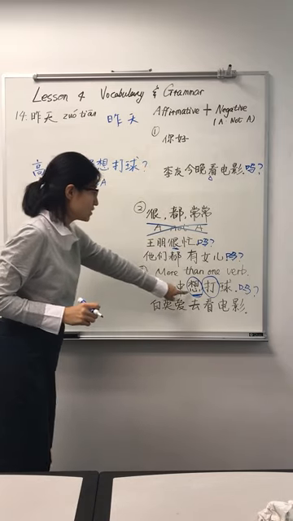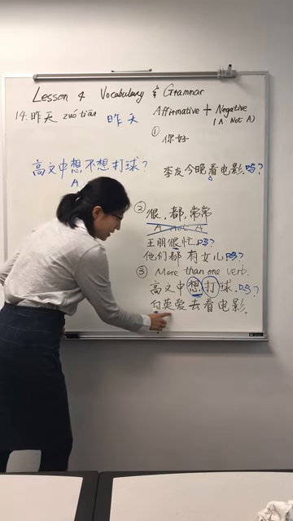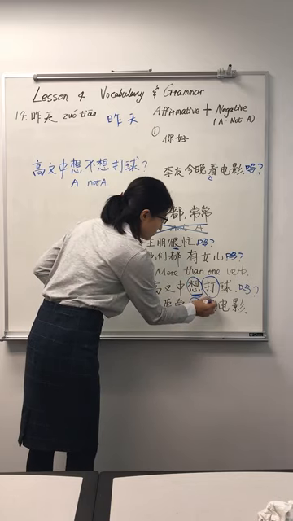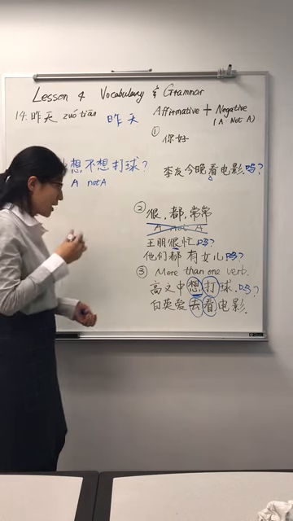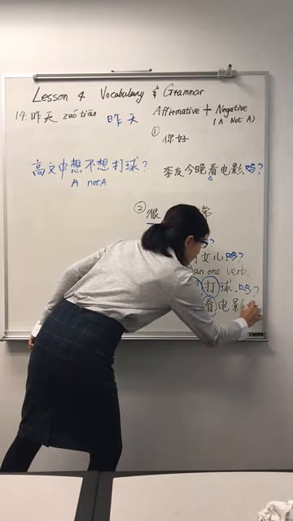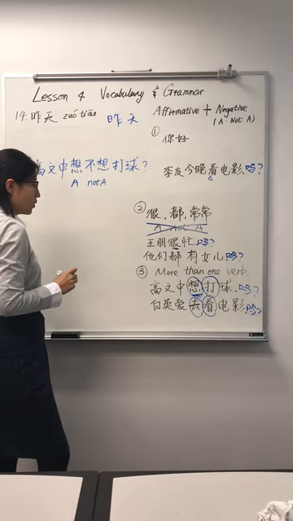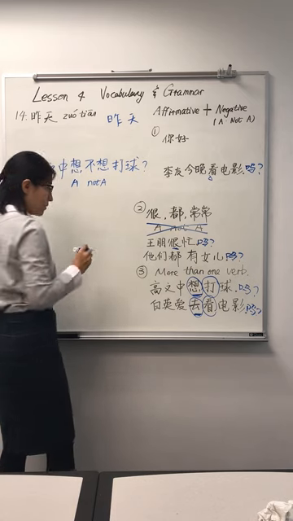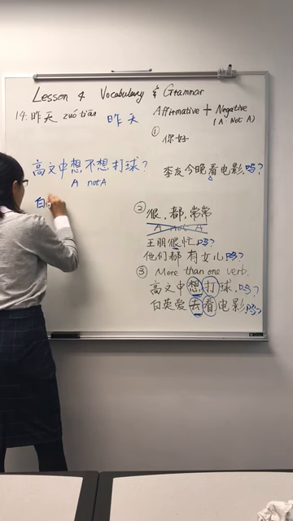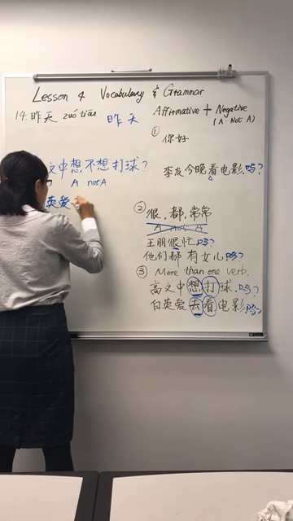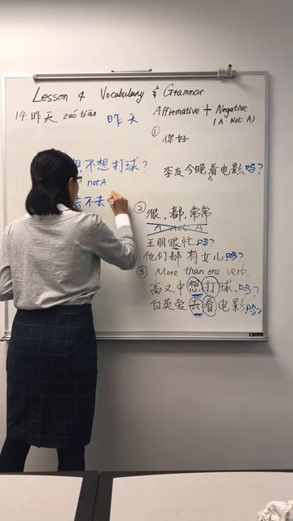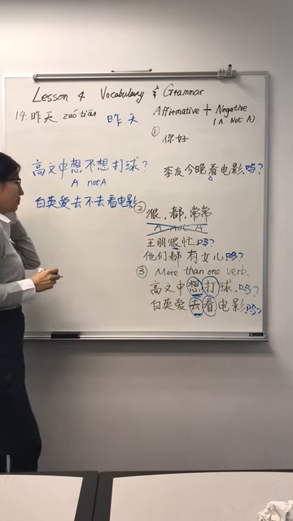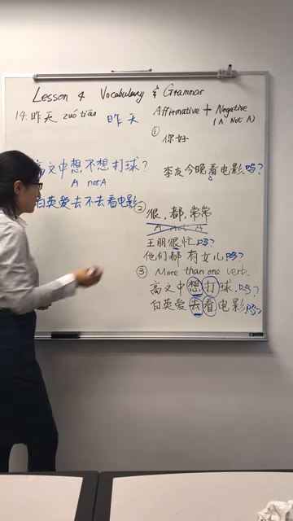This sentence equals 高文中想打球吗. Let's do another one: 白英爱去看电影. Can you find two verbs? Yeah, the first one is 去, to go, and 看, watch, look, and read. 去看电影, I can add a ma here. 白英爱去看电影吗? Another way is to take the first verb and make it into A, not A: 白英爱去不去看电影. So, will 白英爱 go or not go to watch that movie? And question mark.